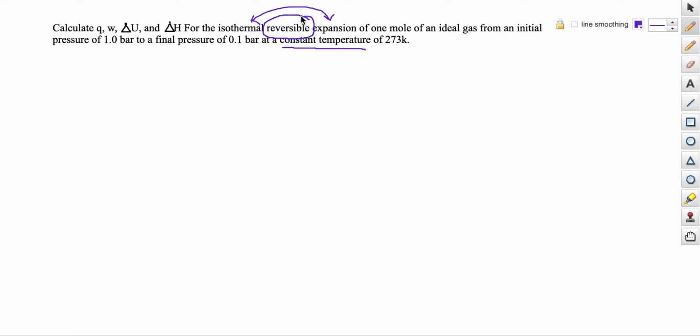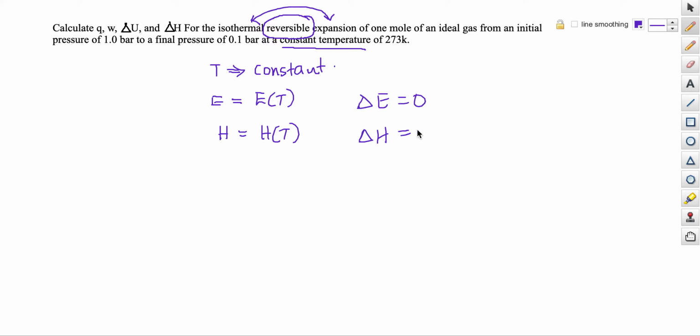So here this is isothermal expansion, therefore temperature is constant throughout the process. We know that internal energy, which in this problem is given as U, but we have used E so far, is a function of temperature. Enthalpy is also a function of temperature. Therefore, these two do not change as temperature is not changing. Delta E is equal to 0, delta H is equal to 0.